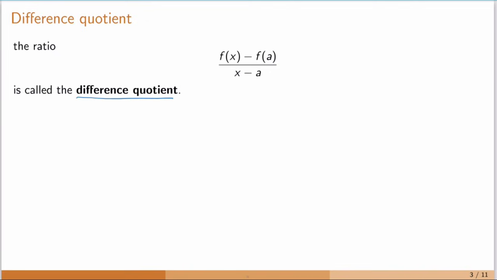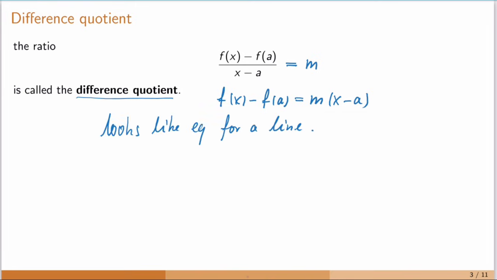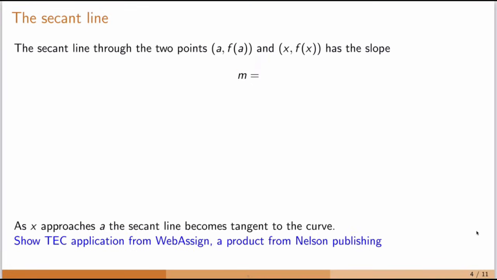Now see what happens if I give this a name. So let's call this maybe m. And then I multiply with x minus a. So what I get is f of x minus f of a is equal to m times x minus a. Now this looks awfully like a straight line, right? But which line? Which line does such an equation describe? Well, the answer is on the next slide. The secant line.